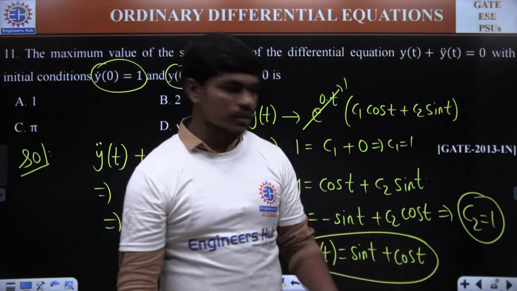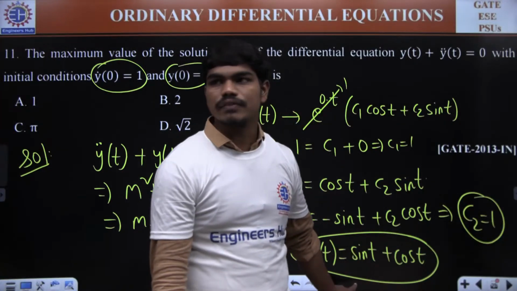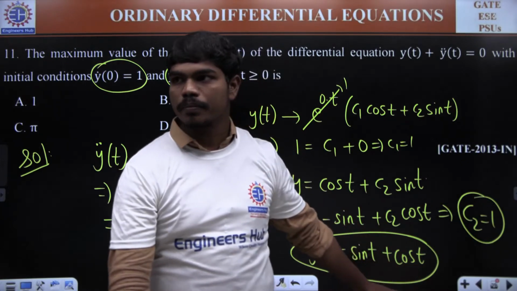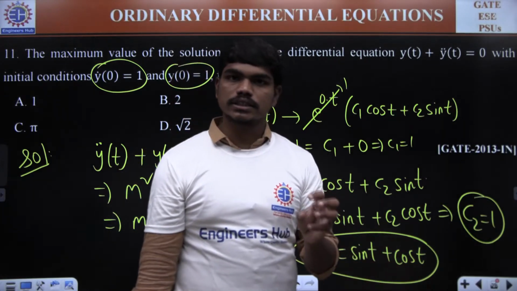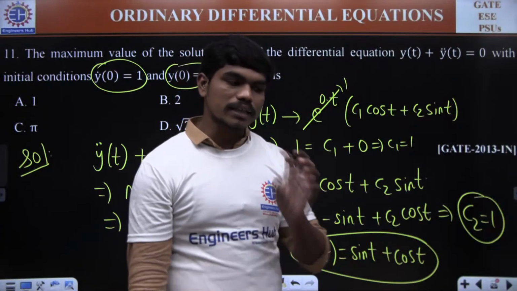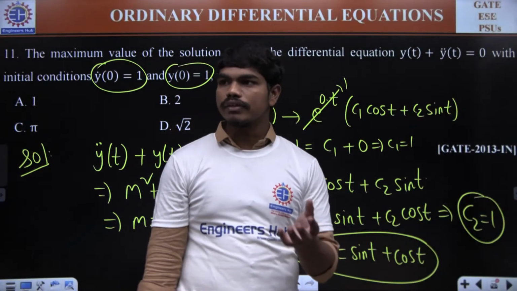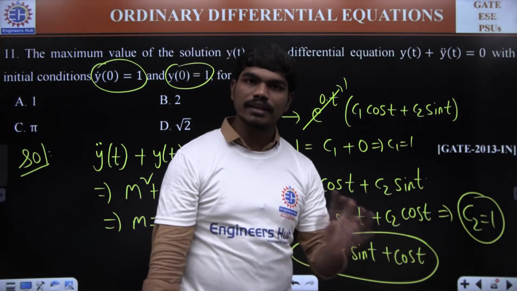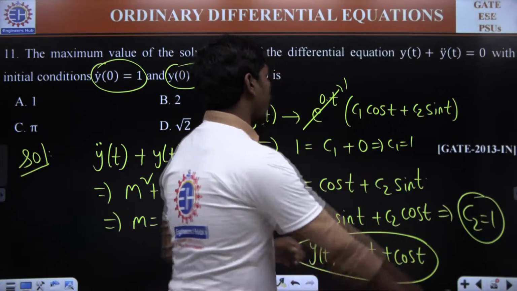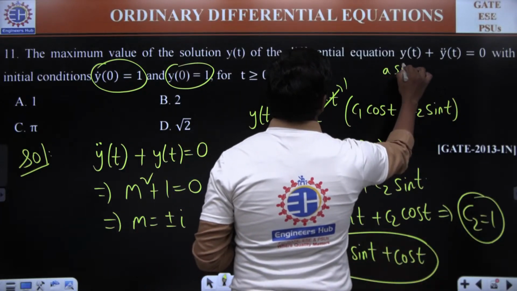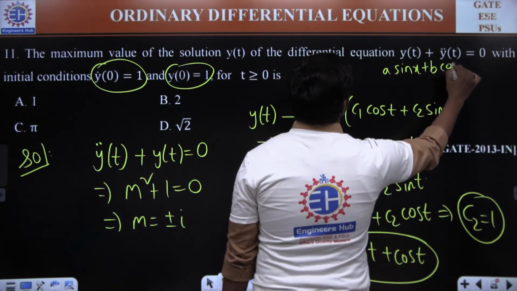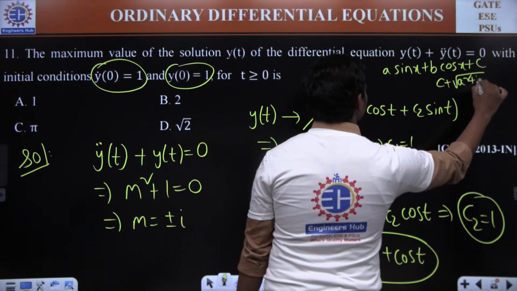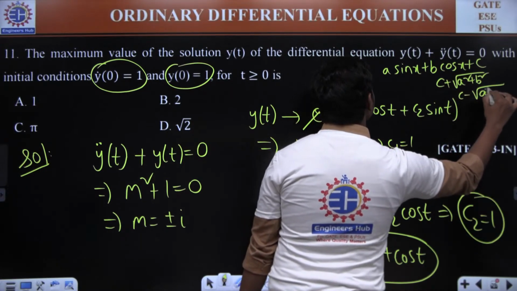But I gave you a shortcut for things like this. If f of x is equal to a cos x plus b sin x plus c, what's the maximum value of that? Yes, c plus square root of a square plus b square. People who attended my maxima and minima class will be able to tell this. So for any function of the form a sin x plus b cos x plus c, the maximum value is c plus root of a square plus b square, and the minimum value is c minus root of a square plus b square.